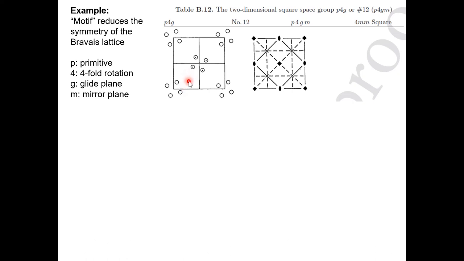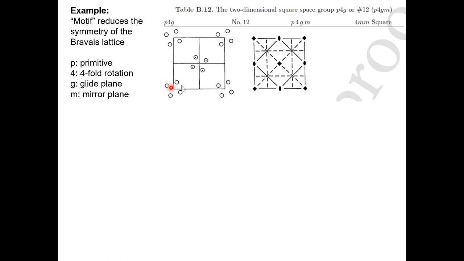So in this particular case, we are going to discuss this group in a minute, but let me discuss the notation first. P means it's a primitive square Bravais lattice. There's no centered Bravais lattice. The number 4 means that there is a fourfold rotation axis. You can see that the fourfold rotation axis goes through right here, the center of the unit cell, and also there's a fourfold rotation axis through the vertices of the unit cell.